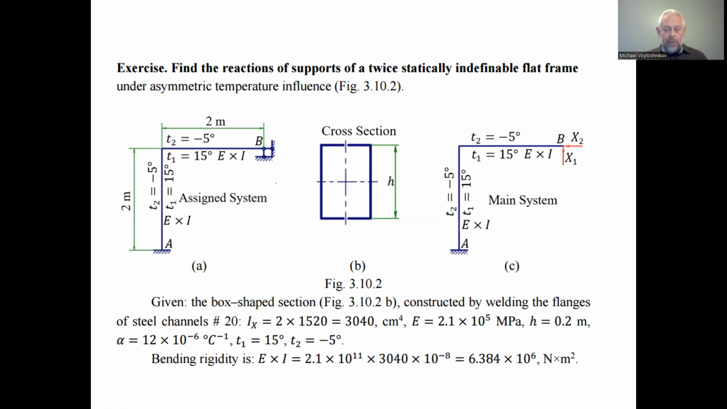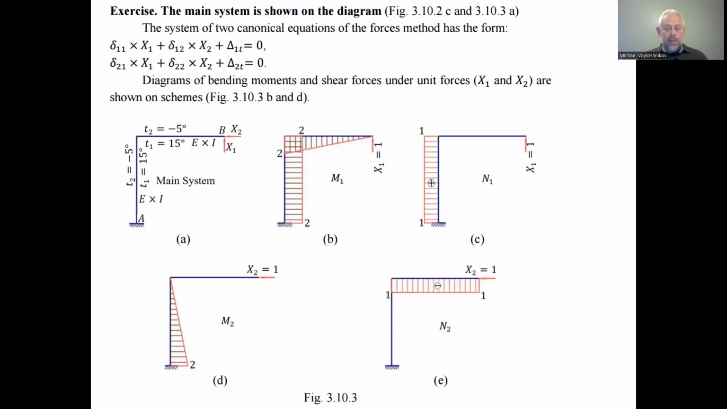Okay, first of all, as we have two unknown variables, we have to have two canonical equations of the force method. These two canonical equations of the force method consist of three summands each. The first summand is the displacement in the first force direction due to the force applied in the first direction, plus the displacement in the first direction due to the force applied in the second direction, and the free summand is the displacement in the first force direction due to temperature, and the sum has to be equal to 0.